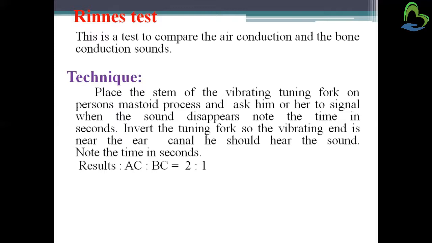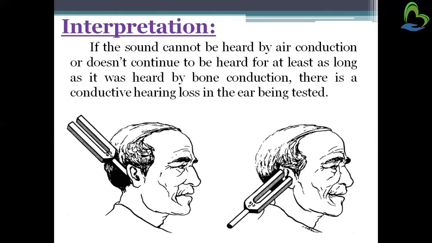So usually what is the result? The air conduction and bone conduction. Air conduction should be longer than bone conduction, a 2:1 ratio. But if it is the opposite, there is something abnormal. What is the interpretation? If the sound cannot be heard by air conduction, or doesn't continue to be heard for at least as long as it was heard by bone conduction, there is conductive hearing loss in the ear being tested.